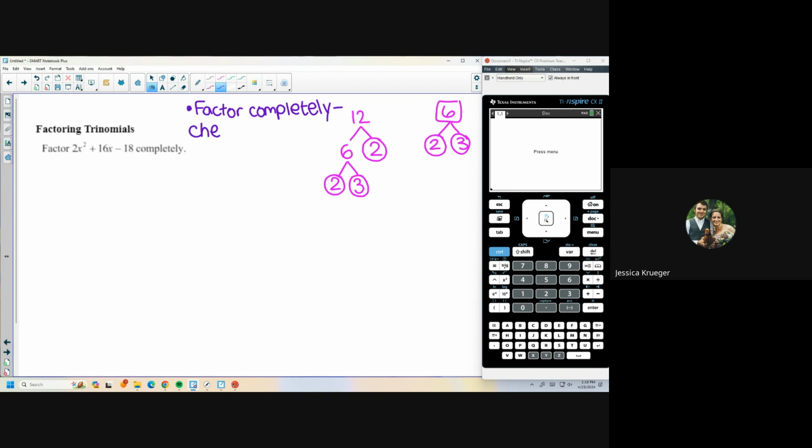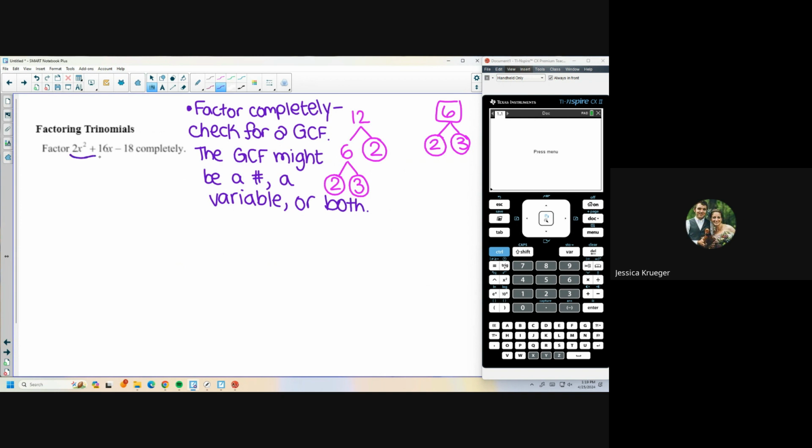One of the easiest ways to see this is to check for a GCF. The GCF, and again, you should be jotting this down so that you're processing this, might be a number, a variable, or both. So the first example, it says factor this completely. That tells me I might need to look for a GCF or break this down more than once.